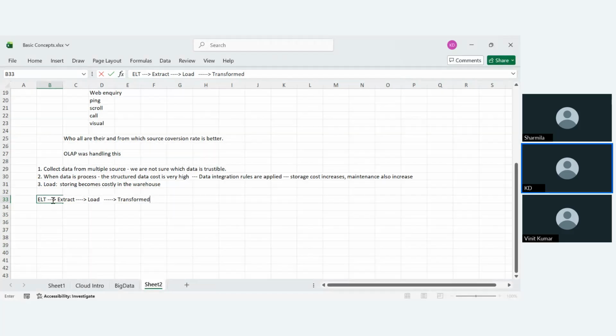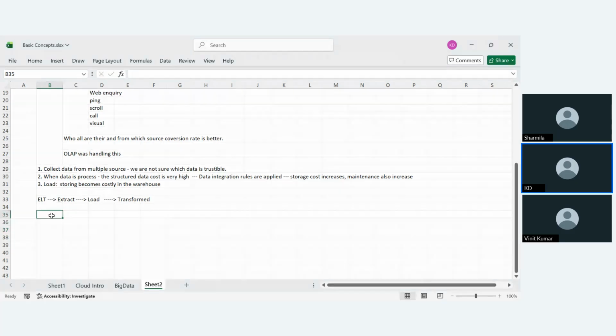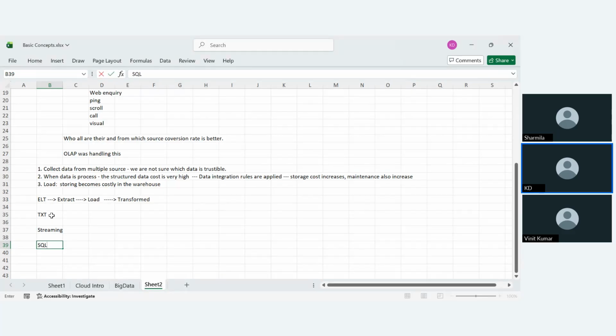So now what we are doing is, whatever data you have, let's say you have text data, or streaming data, or SQL data, or JSON data, or image data, any data that you have.